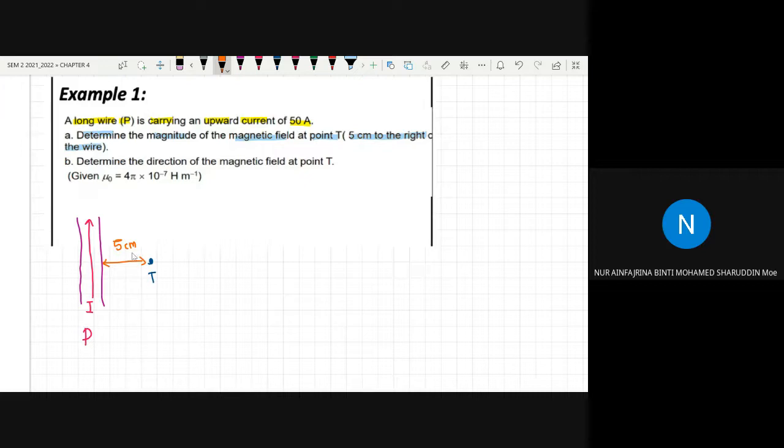Okay, so kita nak cari magnitude of the magnetic field. So kita pakai je lah formula untuk long wire, which is mu naught I bahagi dengan 2 pi r. So mu naught kita constant 4 pi times 10 to the power of negative 7. Current kita adalah 50, 2 pi dan r kita adalah 5 cm and change it to meter. You press your calculator, you will get 2 times 10 to the power of negative 4 Tesla.